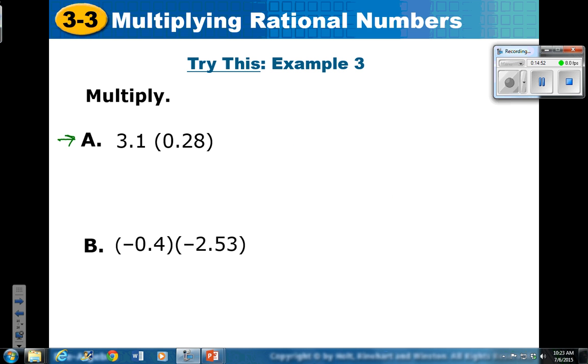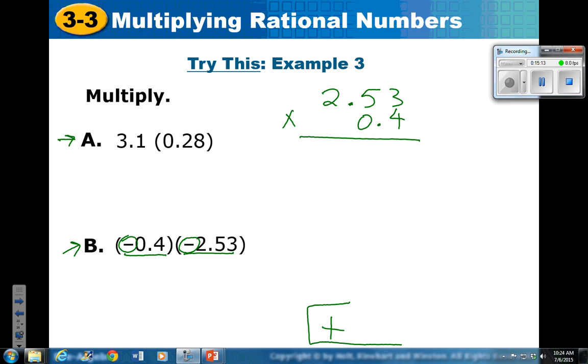Okay, in problem B, let's notice that we have 1 non-zero digit and 3 non-zero digits. So I'm going to put the one with 3 on top, 2.53 times 0.4. I'm going to go ahead and deal with these negatives right now. Negative times negative equals positive, so I know my answer in the end is going to be positive.